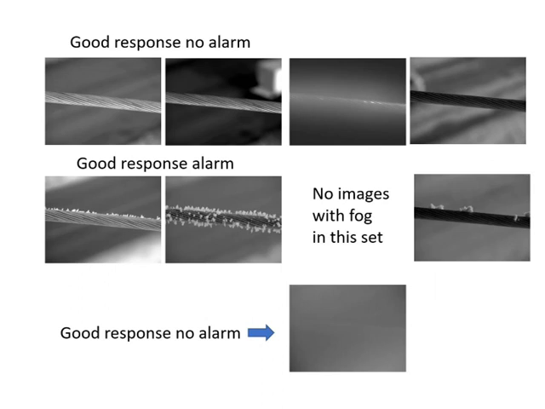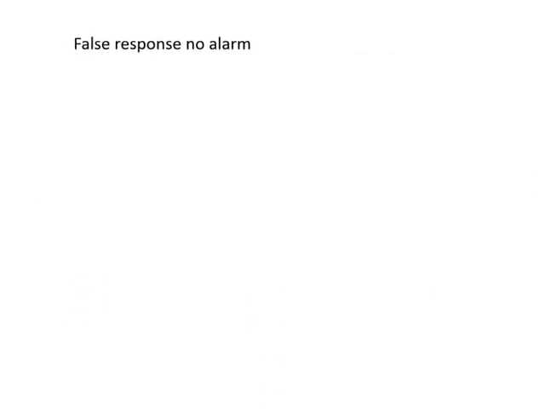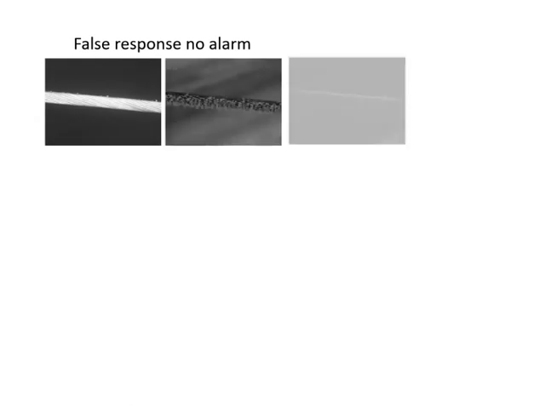What we mean with no images with fog in this set is that for this particular image that I'm showing there, the good response corresponded to actually a case where there was ice, but the fog made it impossible to see. Other images will not generate an alarm even though there was ice present on the cables, as we can see in those 4 images.